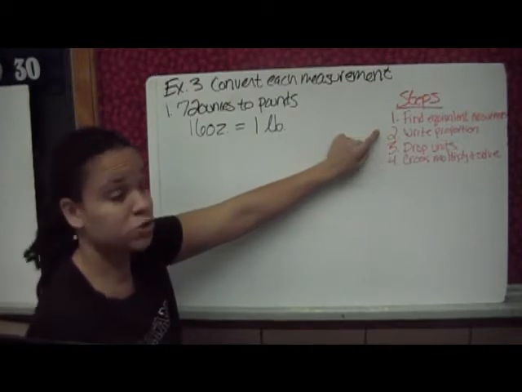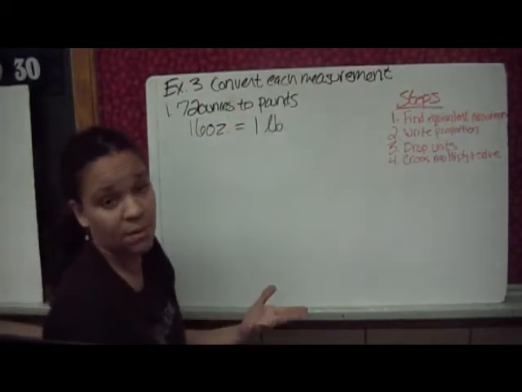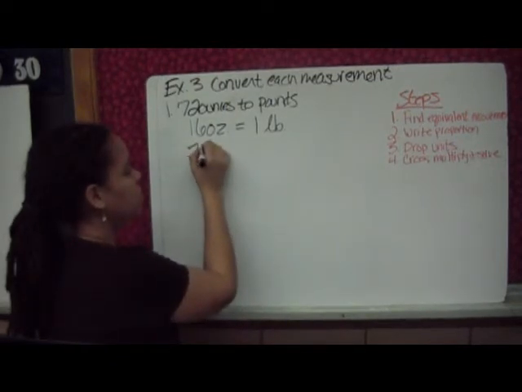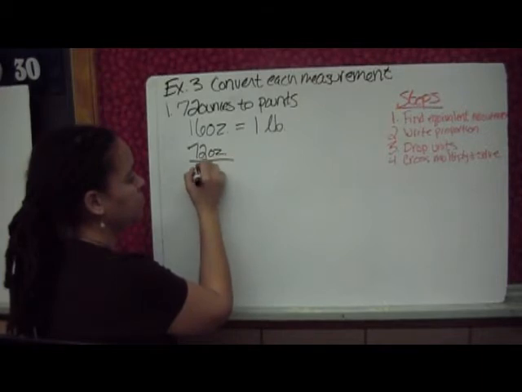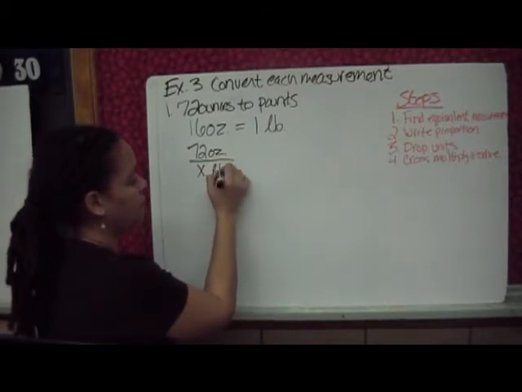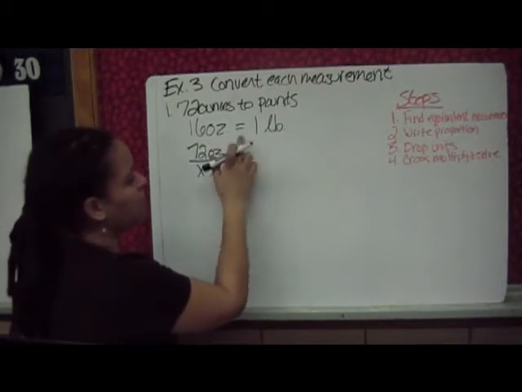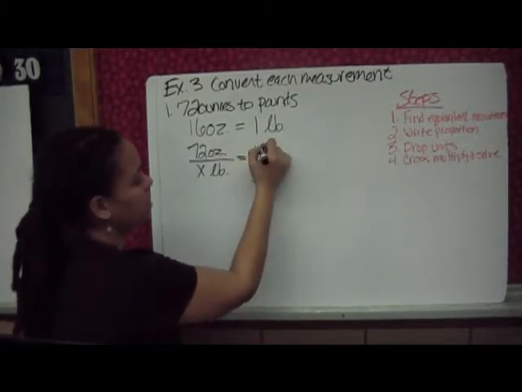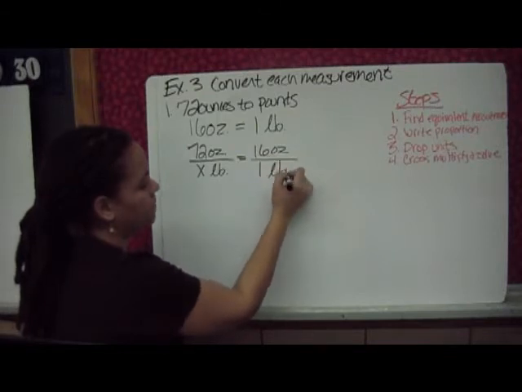Now let's write the proportion. So 72 ounces to pounds. We don't know how many pounds that is. So 72 ounces to, let's call it x pounds. I don't know how many pounds. That's going to be equal to the equivalent measure here. So we know that 16 ounces is 1 pound.